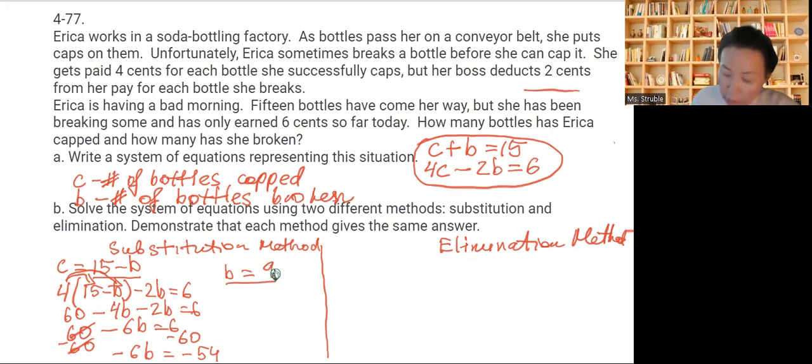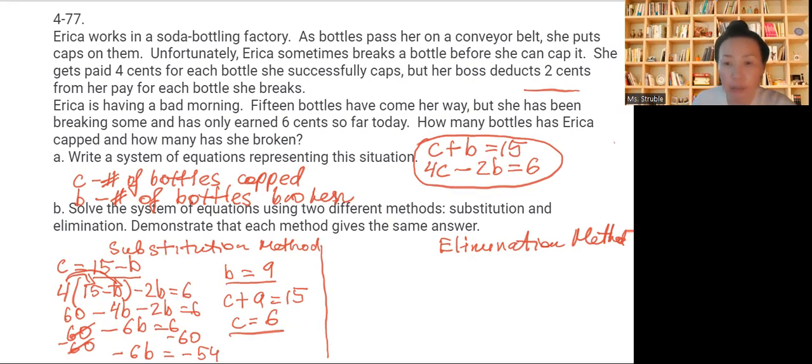Now that we know the number of broken bottles, we are going to find the number of capped bottles, and we know that C plus B equals 15. So we are going to substitute B: C plus 9 equals 15, and from here C equals 15 minus 9, and C equals 6. So 6 is the number of capped bottles. That is the answer based on the substitution method.